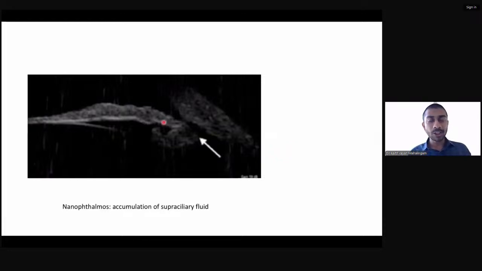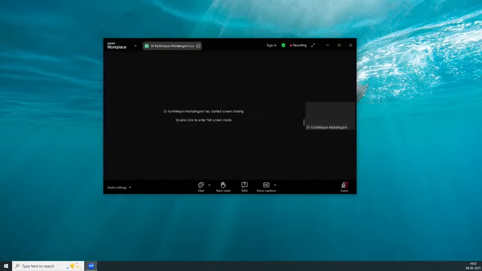This is a UBM in a case of nanophthalmos showing accumulation of fluid in the supraciliary region. So before operating in nanophthalmos, it's always good to do a UBM to detect any supraciliary fluid because this can predispose to malignant glaucoma. So we can avoid it by prophylactically starting atropine.